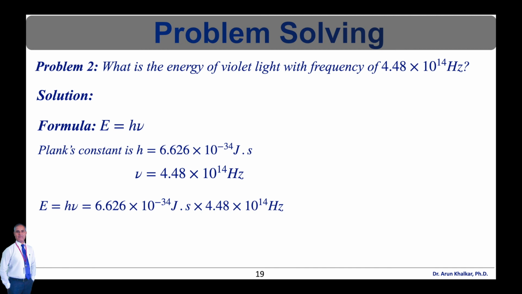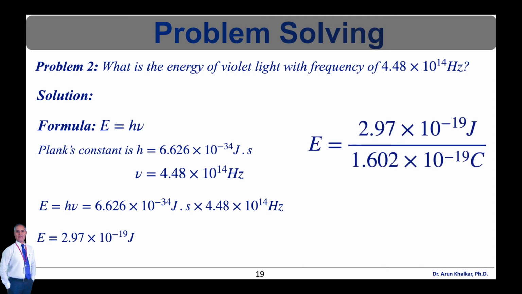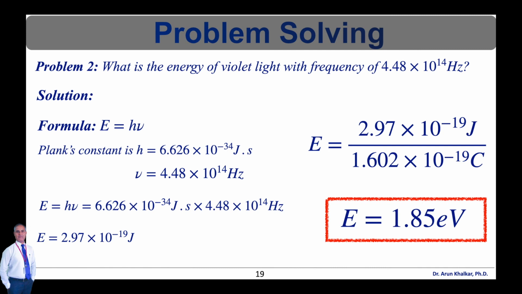Simply by putting the above values, we can write 6.626 into 10 raised to minus 34 joule second into 4.48 into 10 raised to 14 hertz. So energy is 2.97 into 10 raised to minus 19 joules. But in terms of electron volt, if we want to convert this energy, we can simply divide it by the charge value, that is 1.602 into 10 raised to minus 19 coulomb. So energy is equal to 2.97 into 10 raised to minus 19 joule divided by 1.602 into 10 raised to minus 19 coulomb. So finally we get energy E is equal to 1.85 electron volt. So this is the solution of problem number 2.